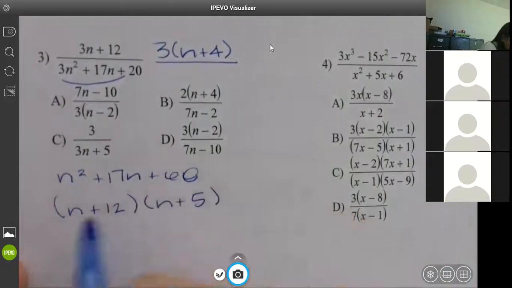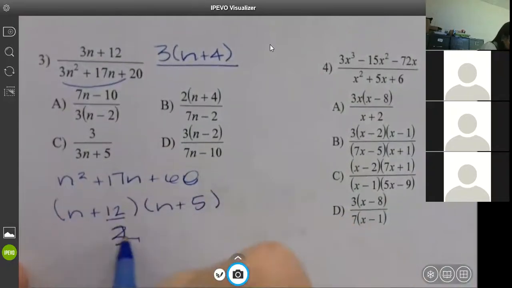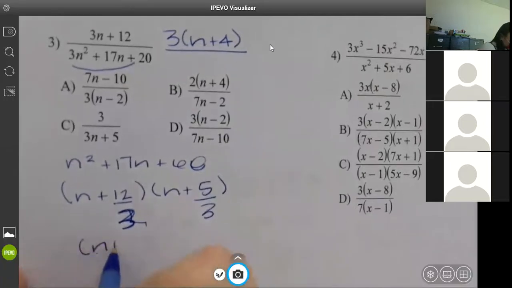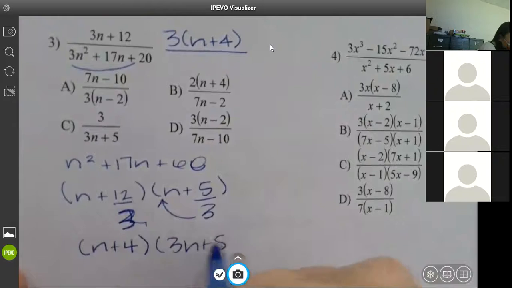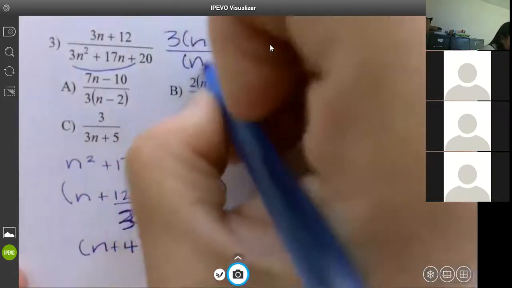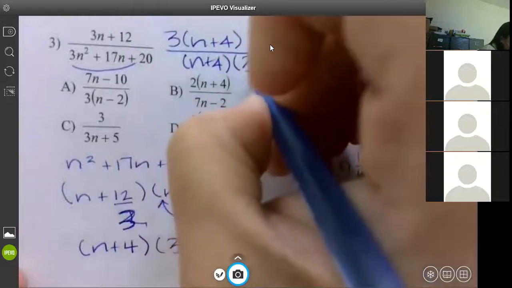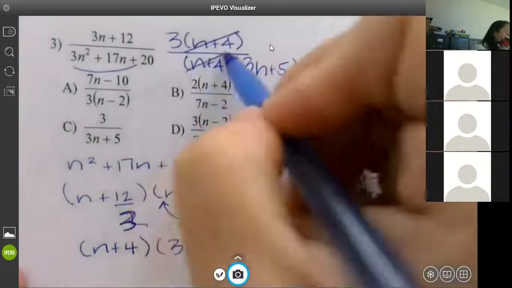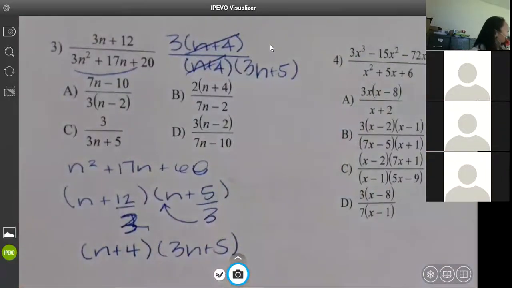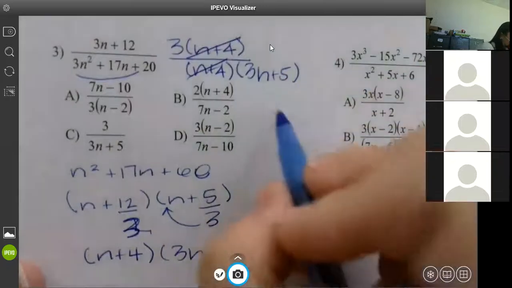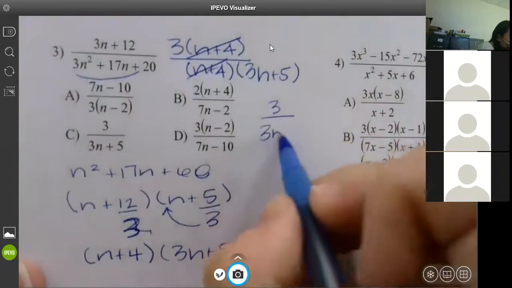I did slide. Now I have to, whoa, sorry, y'all. Divide by 3. I don't know what happened right there. 12 over 3 is 4. This one slides up. 3n plus 5. And that's going to be your new denominator. So n plus 4 and 3n plus 5. Your n plus 4 will cancel out. That's the only thing that you can cancel out. What does that cause? A hole at negative 4. So our final answer is 3 over 3n plus 5.